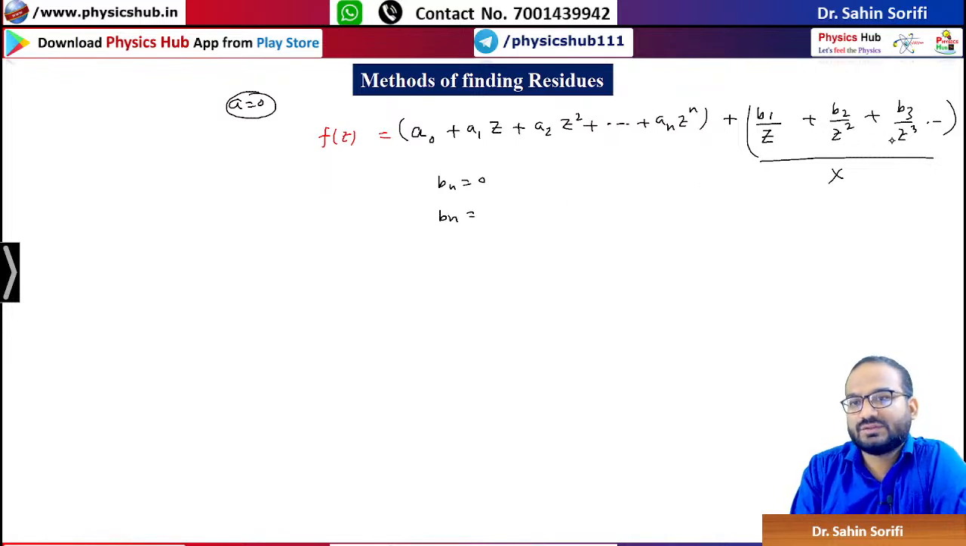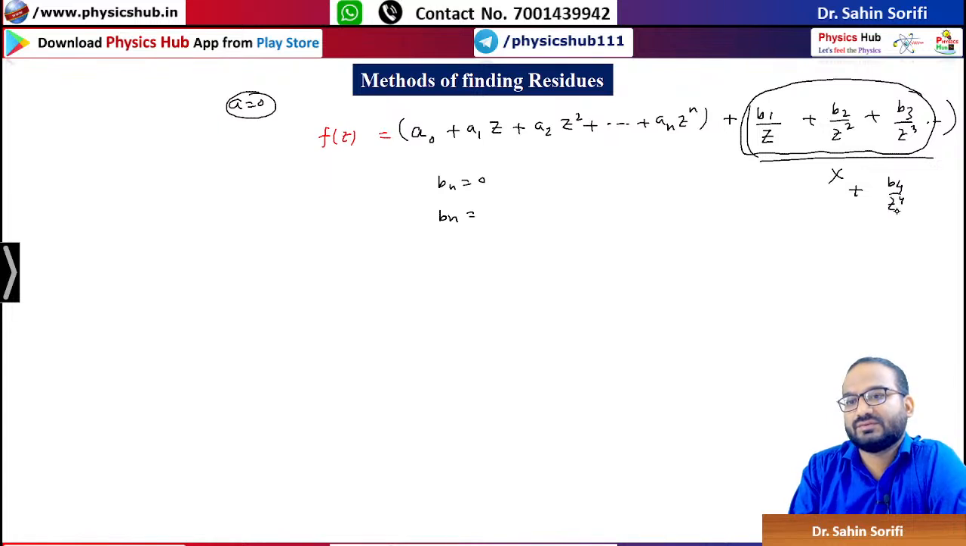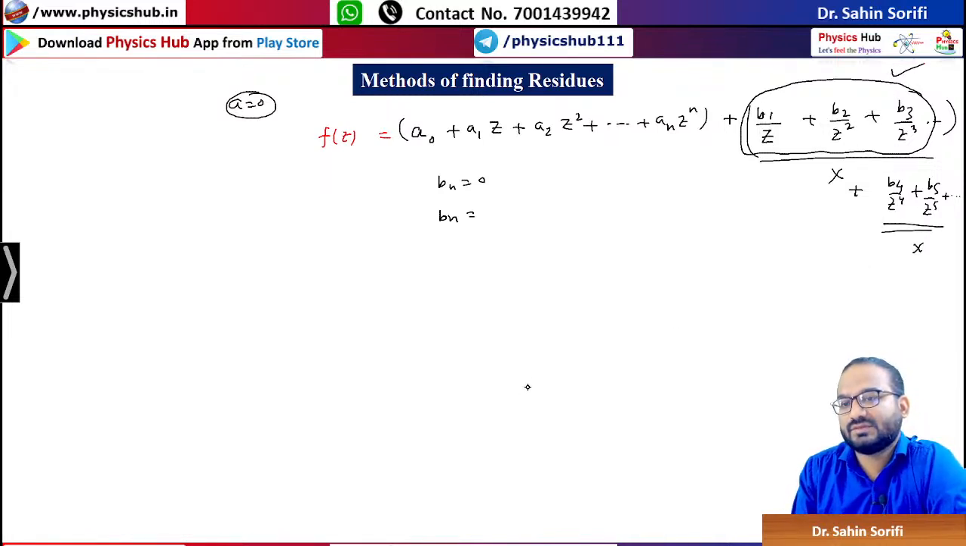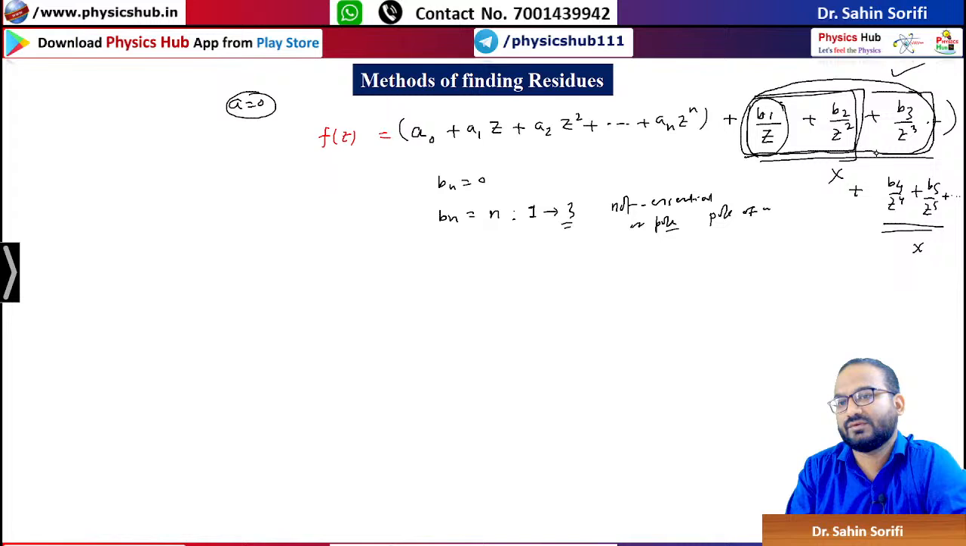Now bn, let's say it contains up to 3 terms, and the remaining terms, b4 by z to the power 4, we are talking about z equals 0, right? Here the singularity lies at z equals 0. Then b5 by z to the power 5 and so on up to infinite terms. So if it happens that only b1, b2, b3 exist but the remaining terms do not exist, so n has a value from 1 to 3. In this case we say it is not essential, it is a pole. So the highest power is 3, so it's a pole of order 3. If it contains only one term, this is a simple pole. If it contains up to 2 terms, this is a pole of order 2. If it contains 3 terms, a pole of order 3.